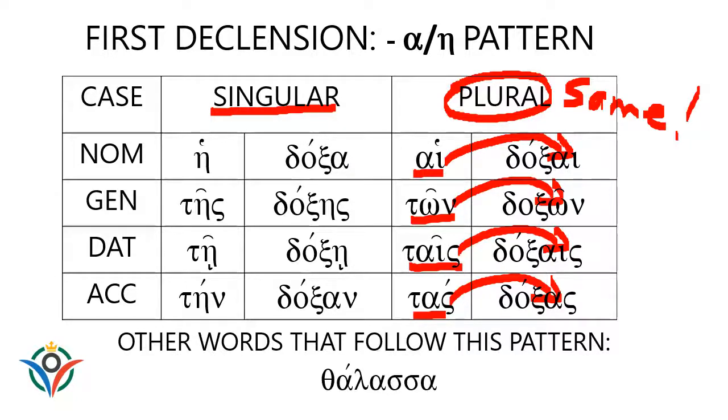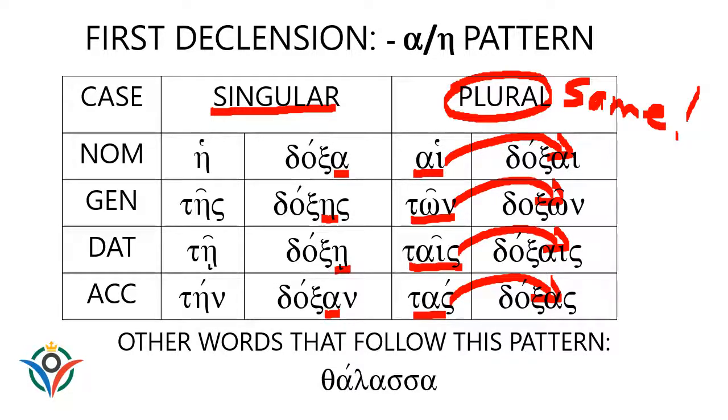And why is this called the alpha-iota pattern? Because as you can see here, the endings in the noun are mixed between alpha and eta. So the nominative and the accusative singulars have alpha in them, and the genitive and dative have eta in them.